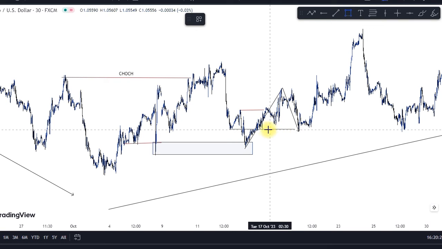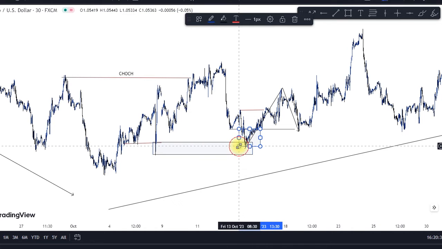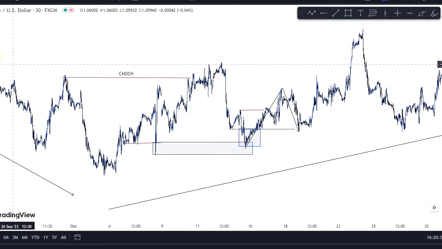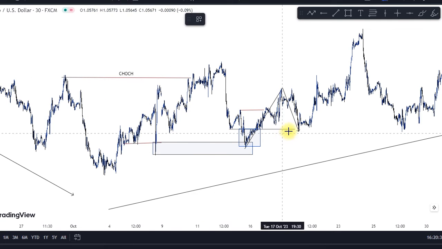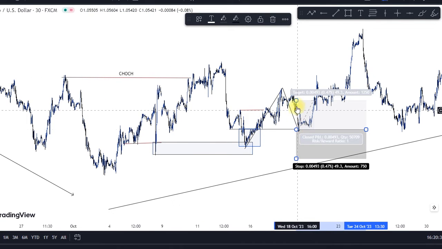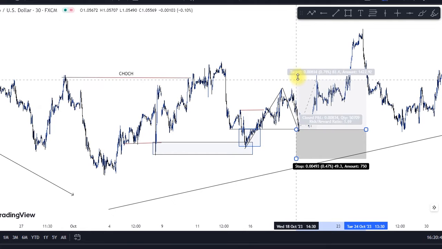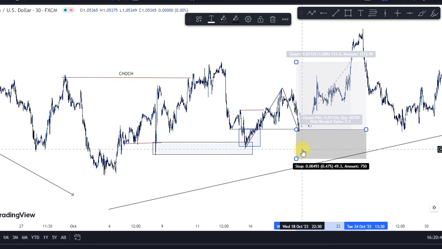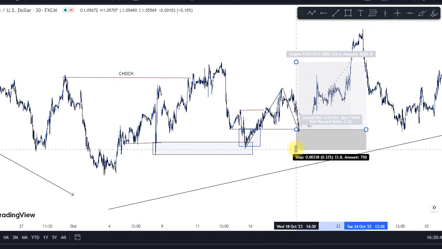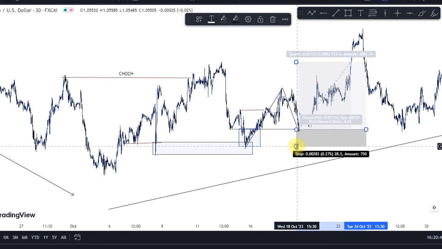Our point of interest is here, and this would be our stop loss here. And then the market reacted on our QML, and this is where we would have our take profit, and this is where we would have our stop loss. And this would have been a nice 1:4 risk reward ratio.